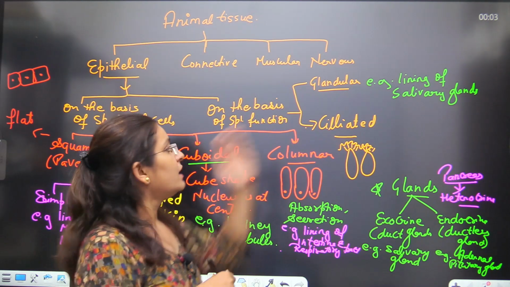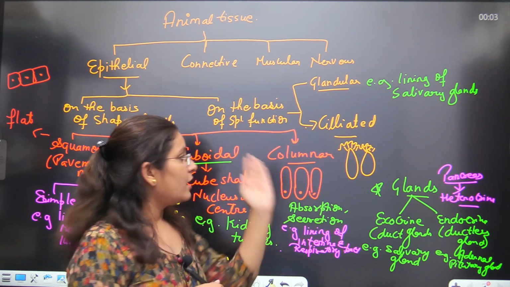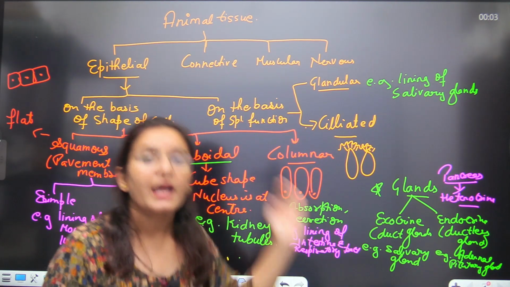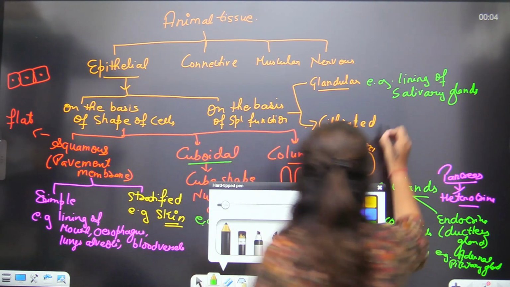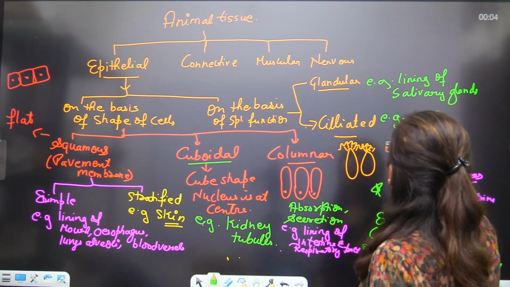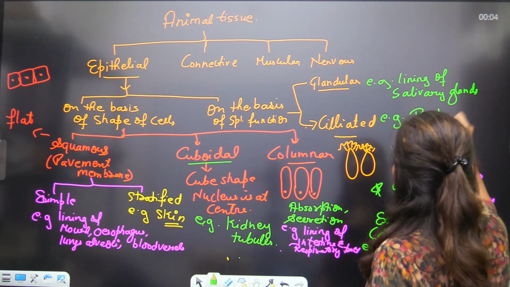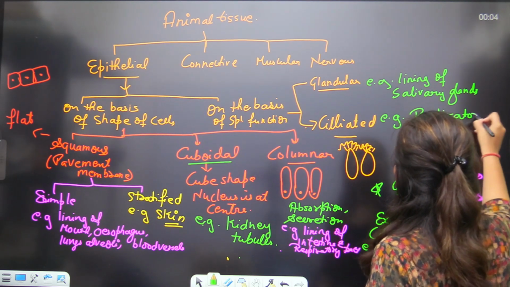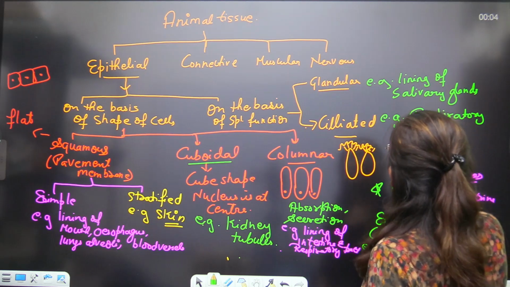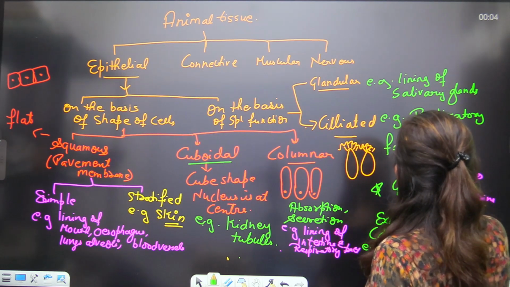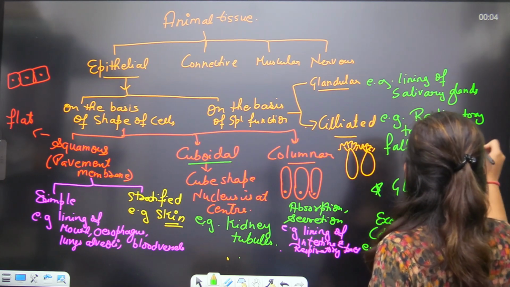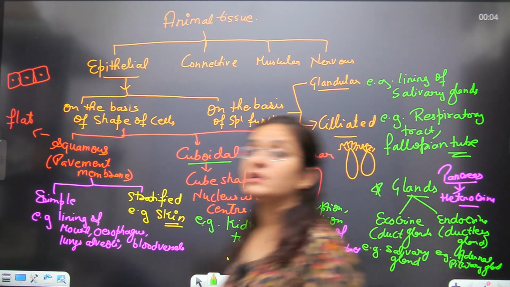So what will we call it? Ciliated epithelium. Ciliated columnar shaped cells, so it is columnar epithelial tissue. And where is it found? What will its location be? Respiratory tract, fallopian tubes. It is in the fallopian tubes where the ovum is moving. So they have the ciliated epithelial tissue.